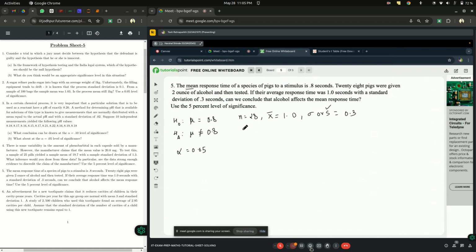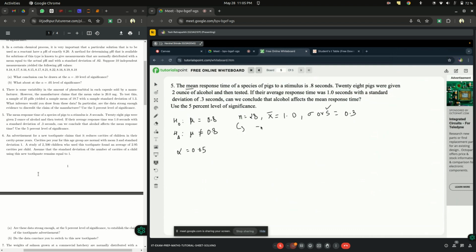Case 1, case 2, case 3, case 4, T test, Z test, two-sided, one-sided, everything. Tell it to me very fast. Two-sided t-test, two-tail t-test. Perfect. I hope everyone is aligned with this fact, and I'm also aligning with this.